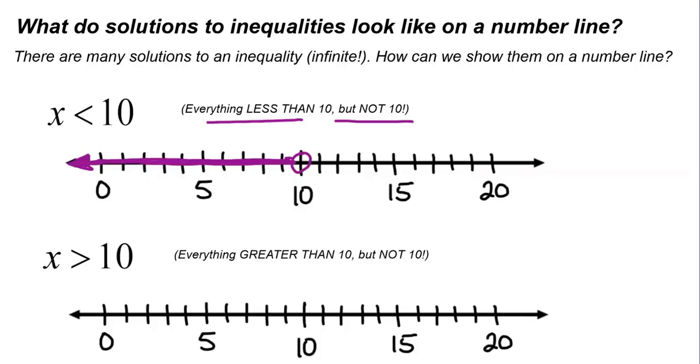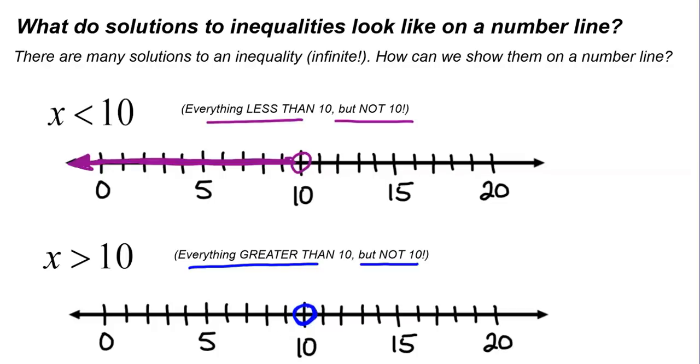So if we look at the next one, x is greater than 10. So here we want everything greater than 10, but not 10. Again, it has to be greater than 10. It cannot be 10. So I'm going to use an open circle again on 10, not on 9, not on 9.99 or 11.1 or 10.11, just on 10.